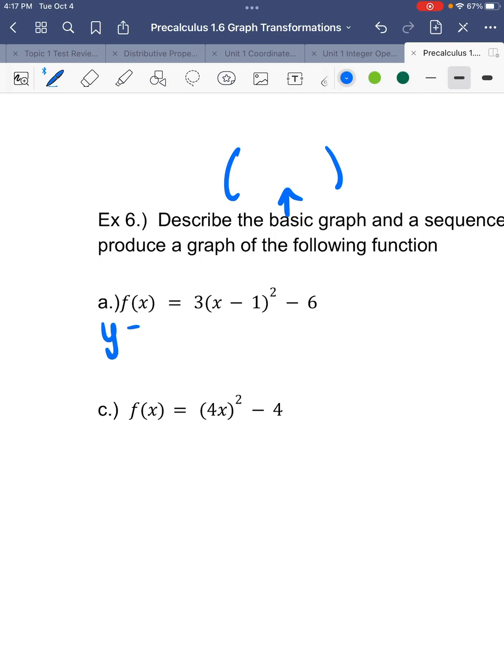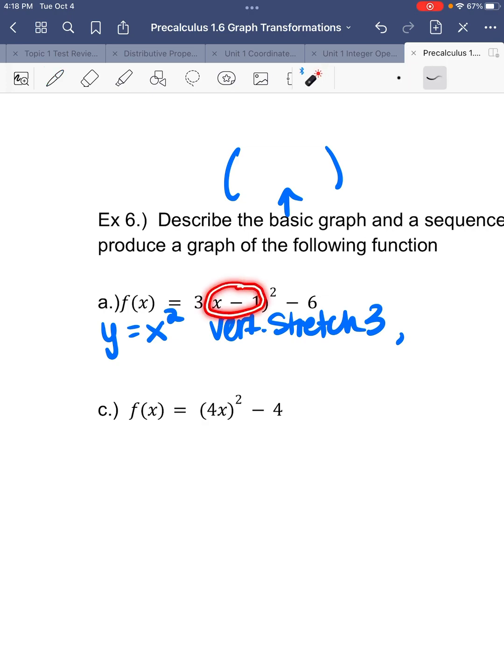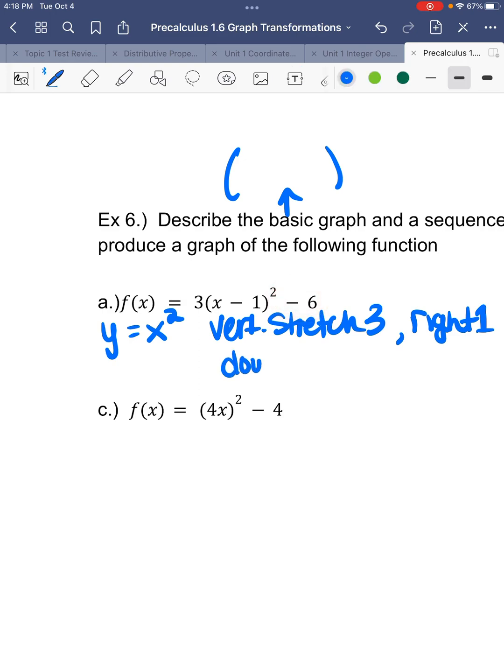Well, it's related to the basic function x squared. What does this 3 do? A 3 out in front is a vertical stretch of 3. That would occur first. Replacing x with x minus 1 moves our graph right 1. And subtracting 6 off the back of my function moves the function down 6.